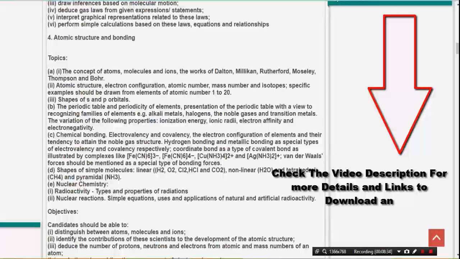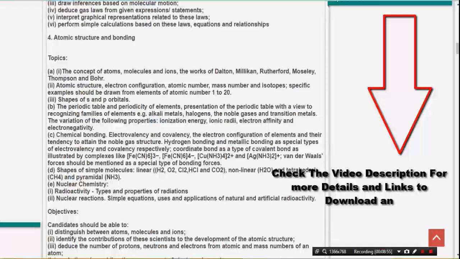Atomic structure, electron configuration, atomic number, mass number, and isotopy. Specific examples should be drawn from elements of atomic number 1 to 20. Shapes of s and p orbitals.